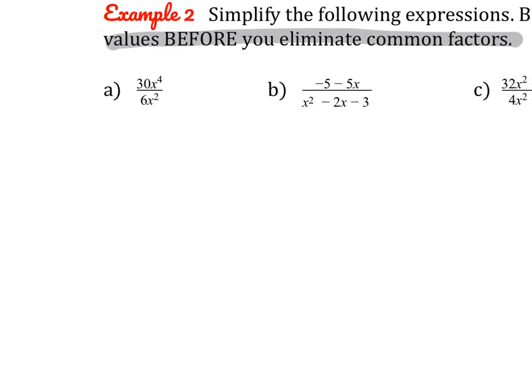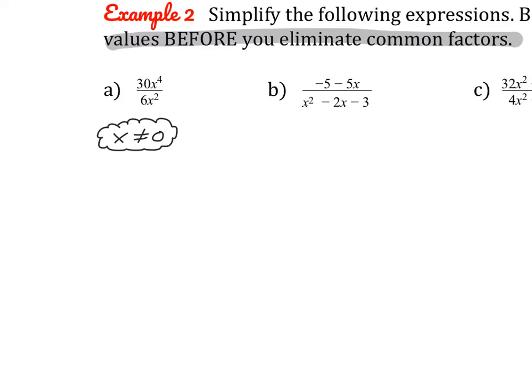So here I'm going to start by listing our excluded values. So this 6 we don't have to worry about because 6 is a constant number. It will never equal 0, but the x squared we do need to worry about. So we can see from this that x squared cannot equal 0, and that means that x cannot equal 0. So here's our excluded value.